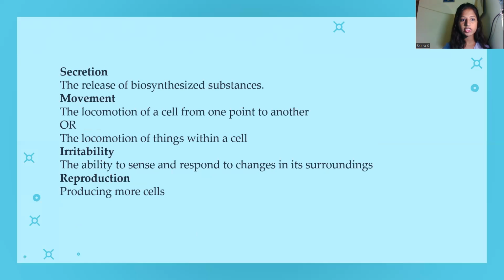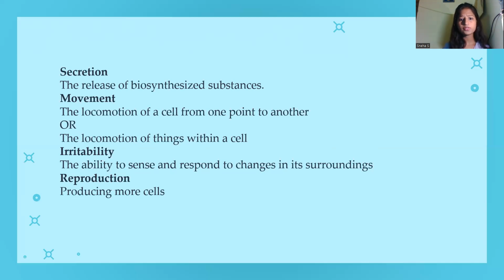The next one is secretion, the release of biosynthesized substances. The next is movement, the locomotion of a cell from one point to another, and the locomotion of things within a cell. Locomotion here can be of two kinds: movement of a cell from one point to another, and movement of things inside a cell.